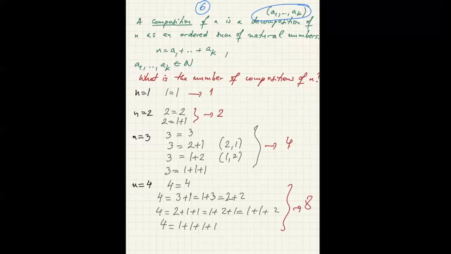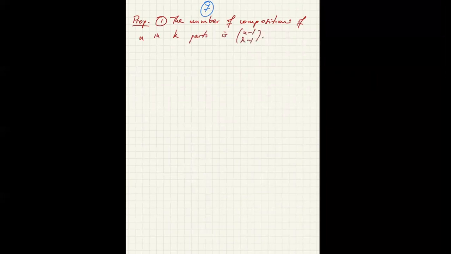Okay, so what we're going to prove is the following. It looks like there is some pattern here. So we'll prove 2 things. Proposition 1: the number of compositions of n in k parts is n minus 1 choose k minus 1. And 2: the number of compositions of n is 2 to the n minus 1.